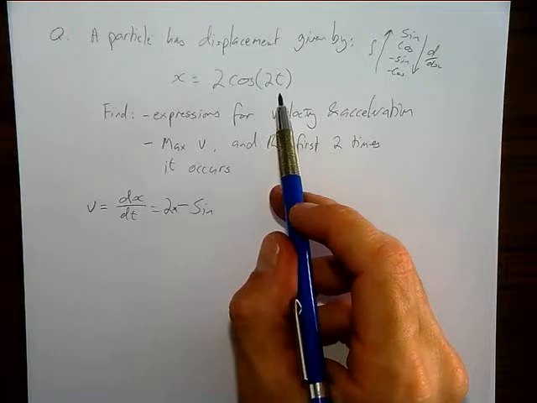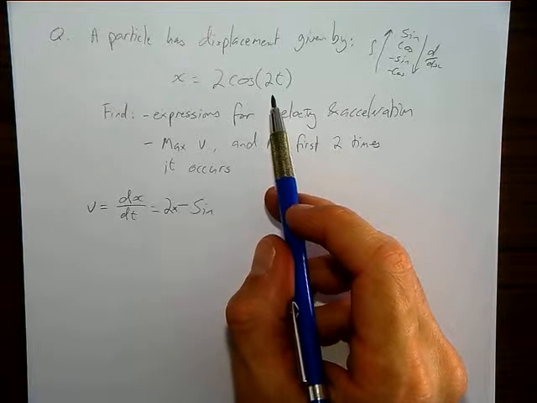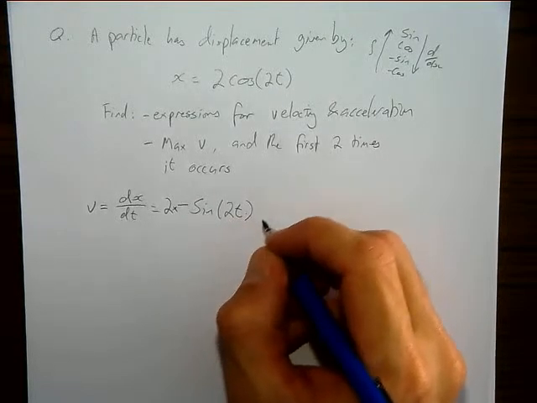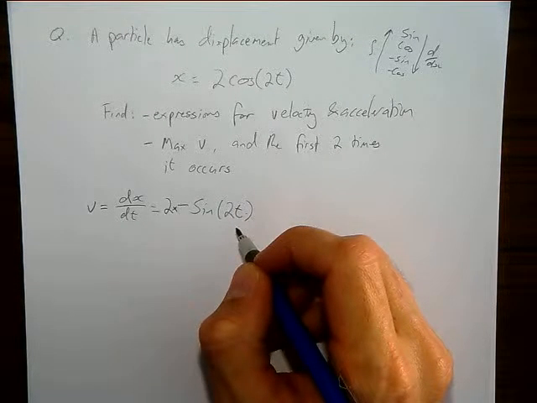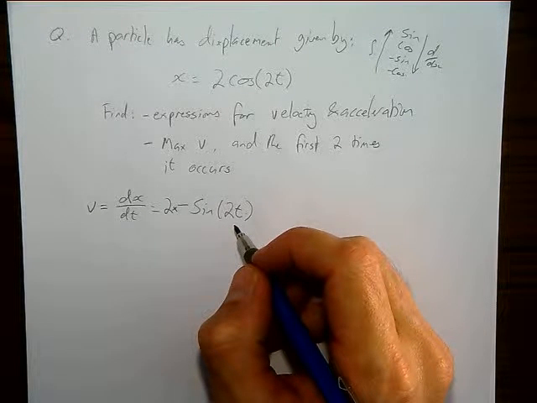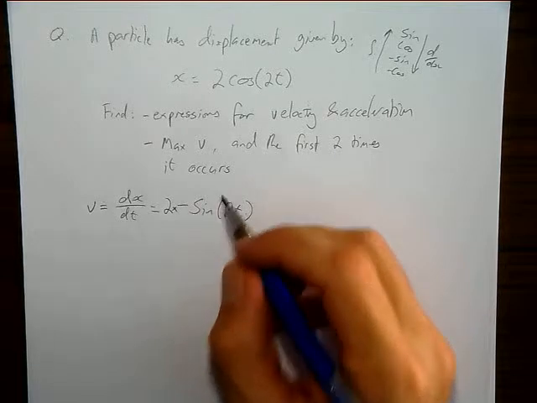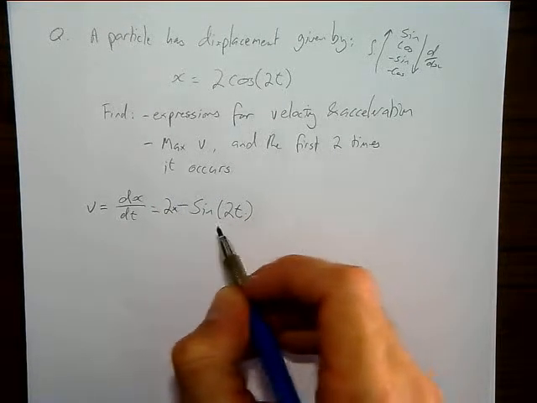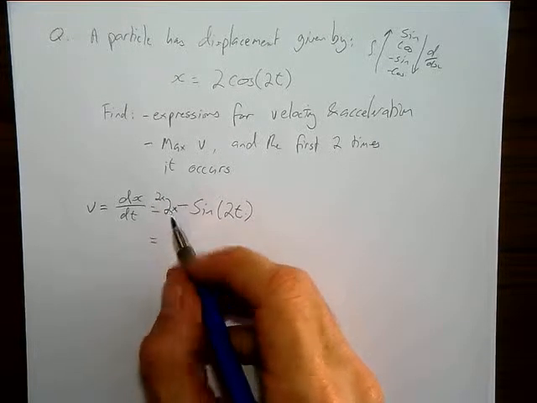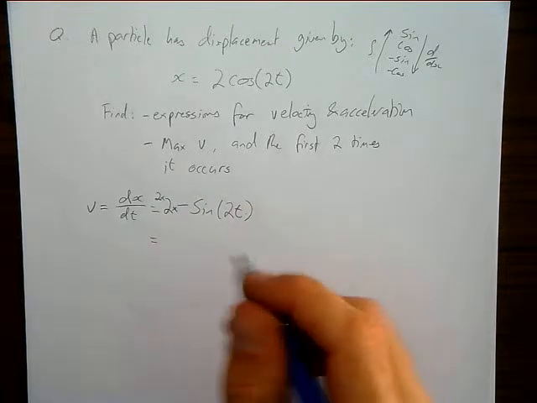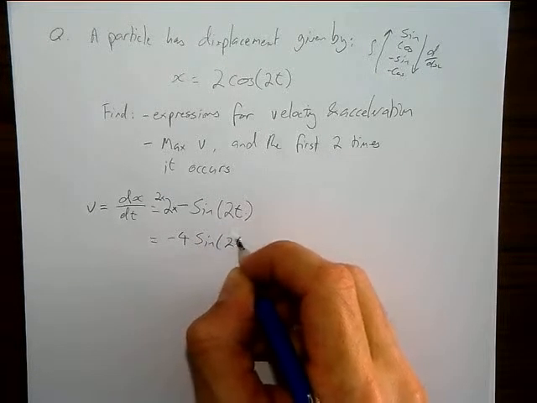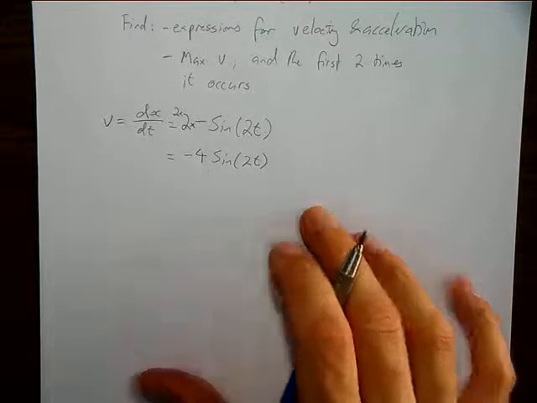Does the inner function change? No, it does not. And what do we do with the derivative of the inner function? That's right, we multiply by the 2. I haven't left myself much room, so I'll move the 2 out the front. So let me write this a bit clearer. We've got 2 times 2 times negative sine, so we have negative 4 sine of 2t. So we've got a velocity function here.